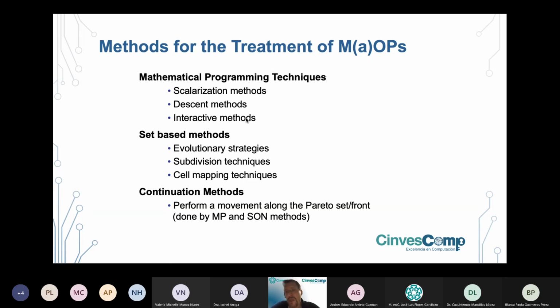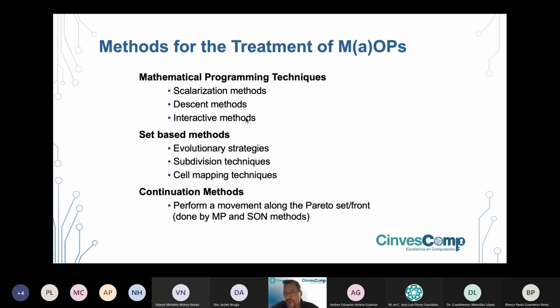Then there are set-based methods. So methods that say, well, I'm expecting a set, so I'm going to take a set and then evolve this set to see what happens. So this set should ideally approximate the entire set. Most popular are evolutionary strategies, but there are also subdivision techniques and cell mapping techniques.